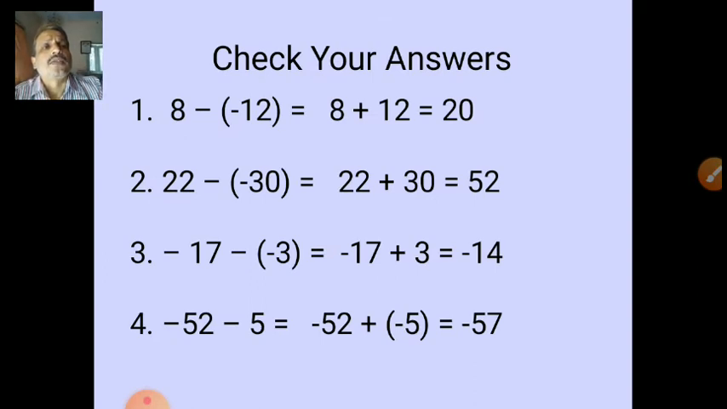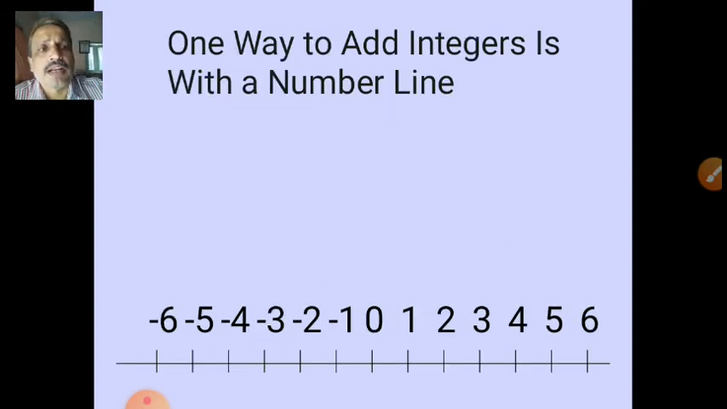See, check your answers. Once again, it gives us 8 minus 12 means plus 20. 20 subtract minus 30, 22 plus 30, 52. Minus 17 minus 3, that gives us plus 3. 17 minus and plus 3 is a positive number. The answer is minus 14. Minus 52 minus 5, 57 but negative.